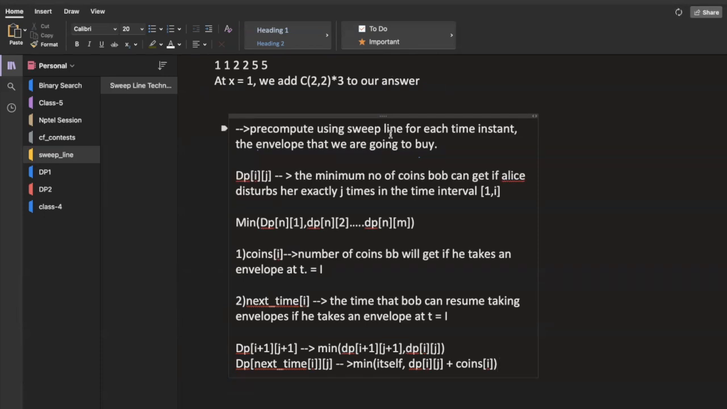So does anybody have any doubts? Can you explain these transitions once again? Yeah, so the first transition is that Alice disturbs Bob at t equals I. So from i j, I will go to t equals I plus 1. Why? Because he can just resume his usual strategy at t equals I plus 1, right? And the number of times Alice would have disturbed him would increase by 1 because she is disturbing him at t equals I. So I'll go to dp I plus 1, j plus 1 from dp i j, and also I will not have got any extra coins, so I can just minimize it with dp i j.